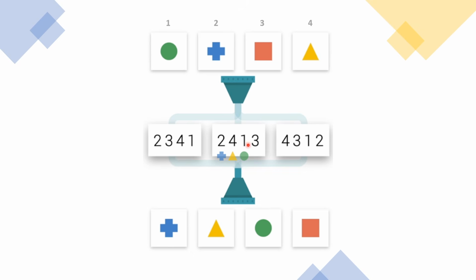And finally, number 3, which is the square. Now, when we cross-reference this with the expected answer, we can see we have a cross and a cross, a triangle and a triangle, a circle and a circle, and a square and a square. So this gives us the right answer. So now we know that the right answer is this operator.